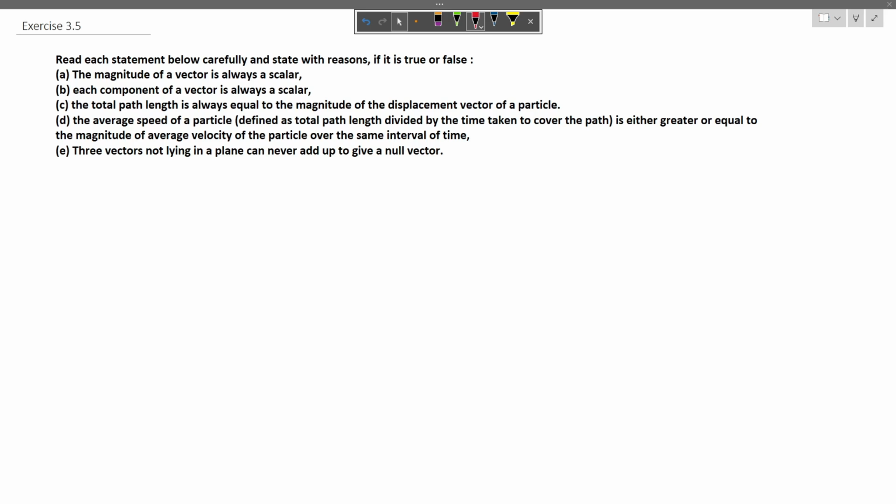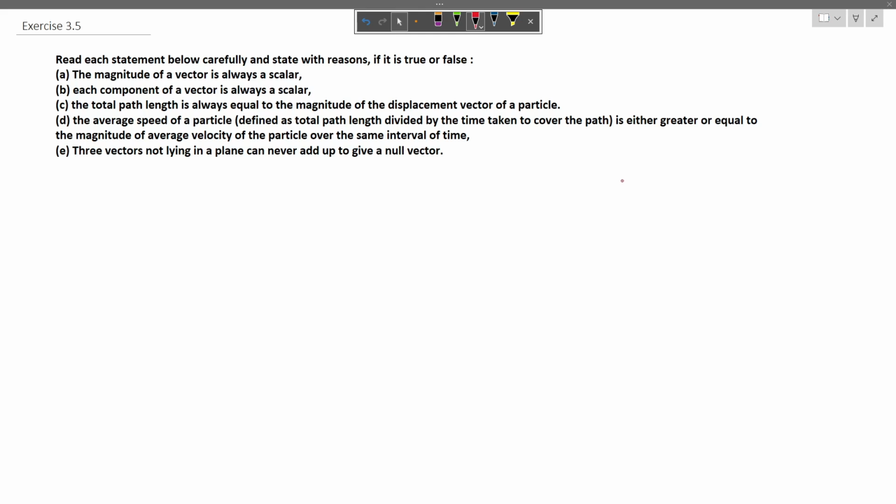The question says: read each statement below carefully and state with reasons if it is true or false. The first is: magnitude of a vector is always a scalar. So we first look at the magnitude, how it is calculated.